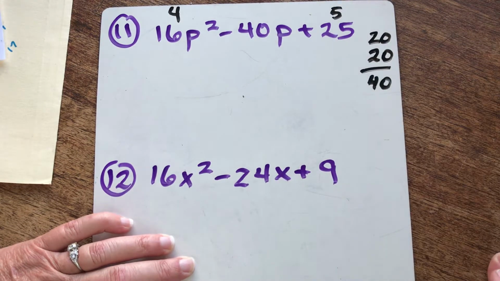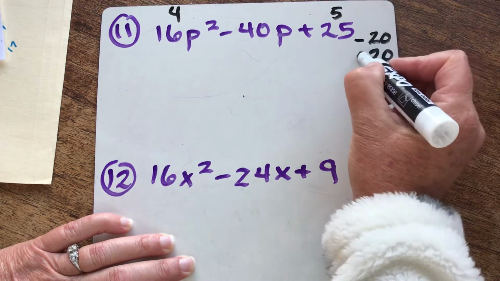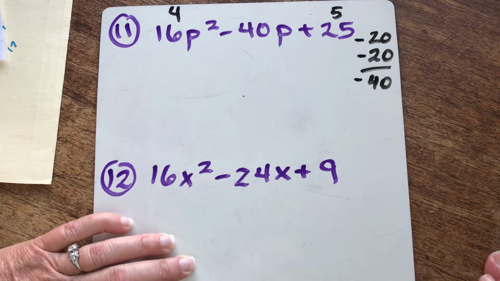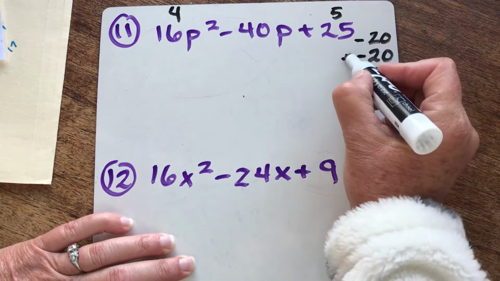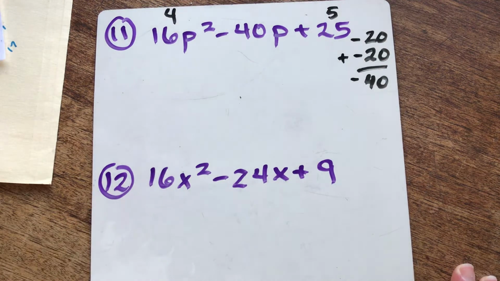It's looking like it fits what we want a perfect square trinomial to be, where we have a perfect square in both the front and the back, and we double the middle term. But we know we would need negative 20 and an additional negative 20 to give us negative 40. So we know there's going to be negative signs involved.